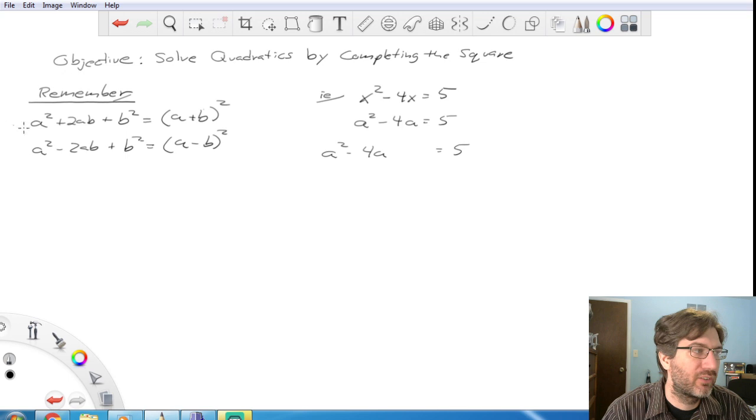Well, a squared is already like that, so I don't have to do anything there. Here I have a negative 4 times a. According to this right here, this term has to be 2 times a times b. We already have the a there, so it has to be 2 times b. So negative 4, in this case, is coming off to the side. Negative 4 has to equal 2 times b.